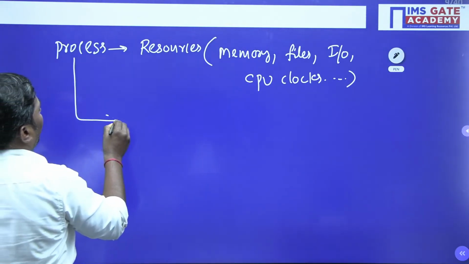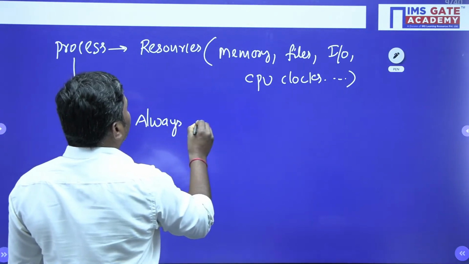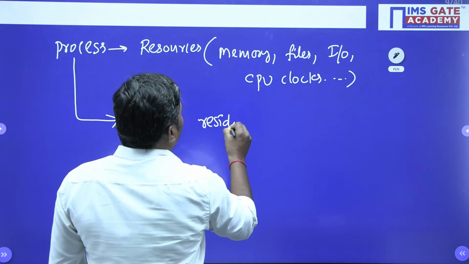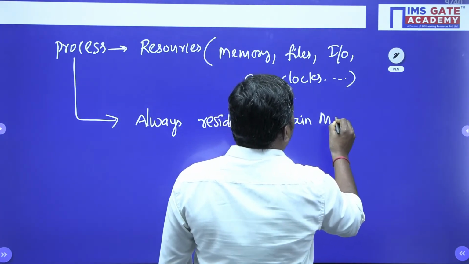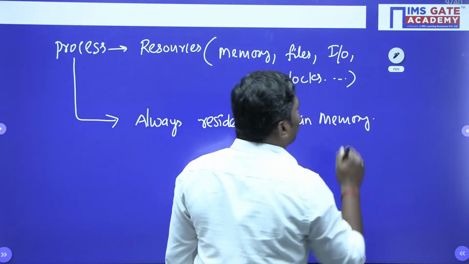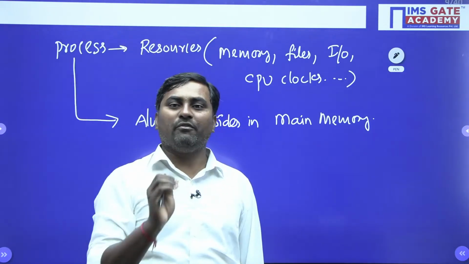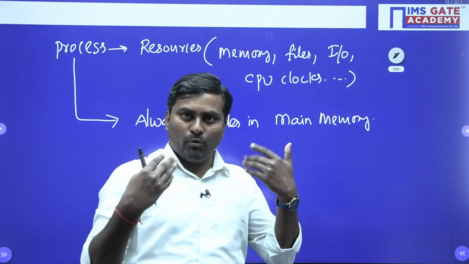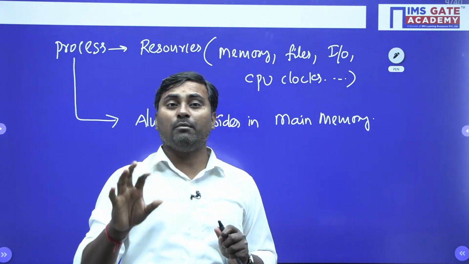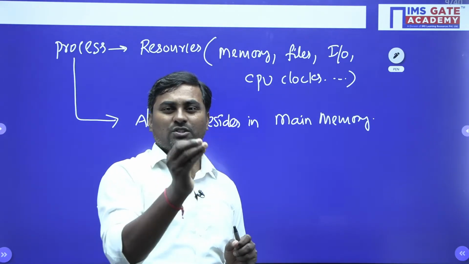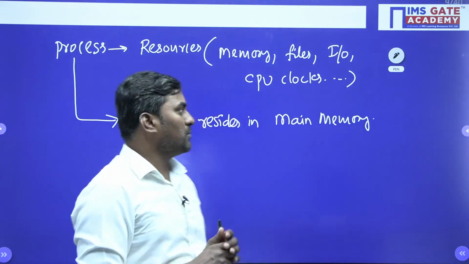Sir, where does a process reside? Please understand, a process always resides in main memory, as I mentioned, main memory only. Whenever a program is in main memory, we call it a process. If it is in secondary memory, we simply call it a program. Other than secondary memory, whether cache or registers or memory, we call all of this primary memory, main memory only. We call it a process simply.